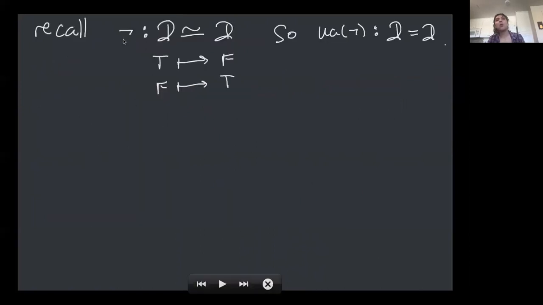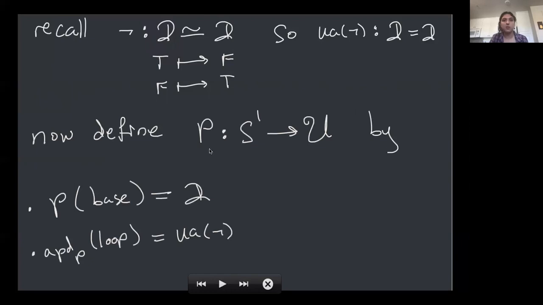So recall not, which is an equivalence from 2 to 2. It flips true and false inside the type of Booleans. And we think of the univalence axiom applied to not as being a path from 2 to 2 in the universe. So now let's define P, which takes S1 and spits out a universe. This is a dependent type on the circle, where I send the base point to the Booleans, and I send loop to this equivalence, this path from 2 to itself.